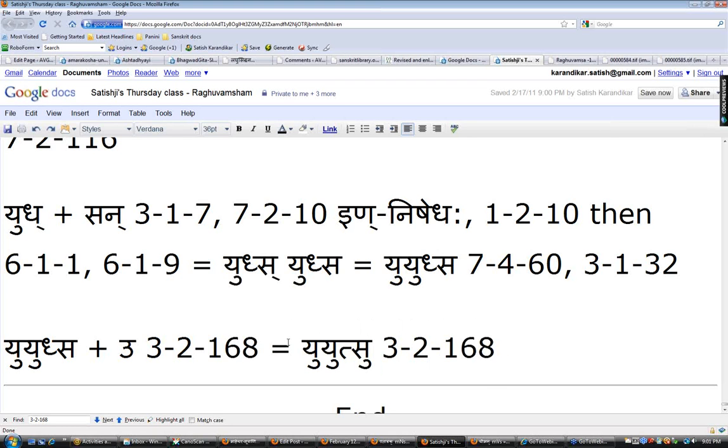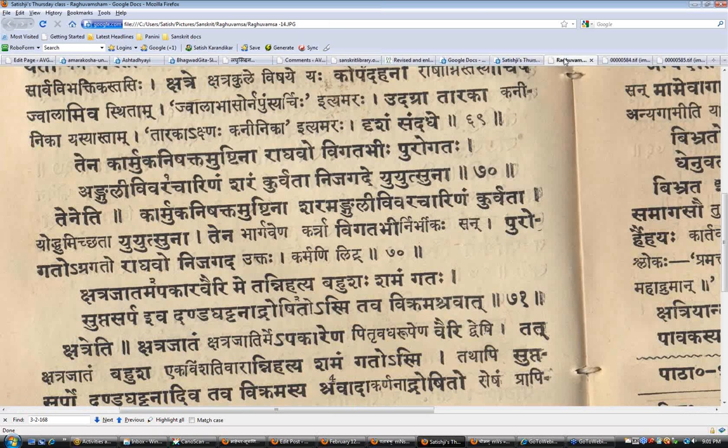Okay. So you also got atolopa. Yes. Atolopa. And then karicha. Okay. So yutsu means one who desires to fight. We'll stop. We'll do this next time. So basically, what we do is I'll do the translation and we'll continue.